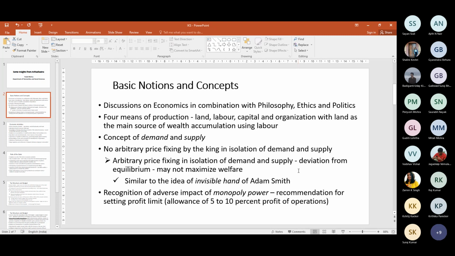And a similar concept, similar idea was propounded by Adam Smith, what was called the invisible hand. This concept of invisible hand is a very, very basic concept that we discuss in economics. So what Arthashastra talks about is price fixing considering demand and supply, not by the state, not by the king, market forces basically deciding the price. A similar concept we see when we talk about the invisible hand, as it was propounded by Adam Smith.